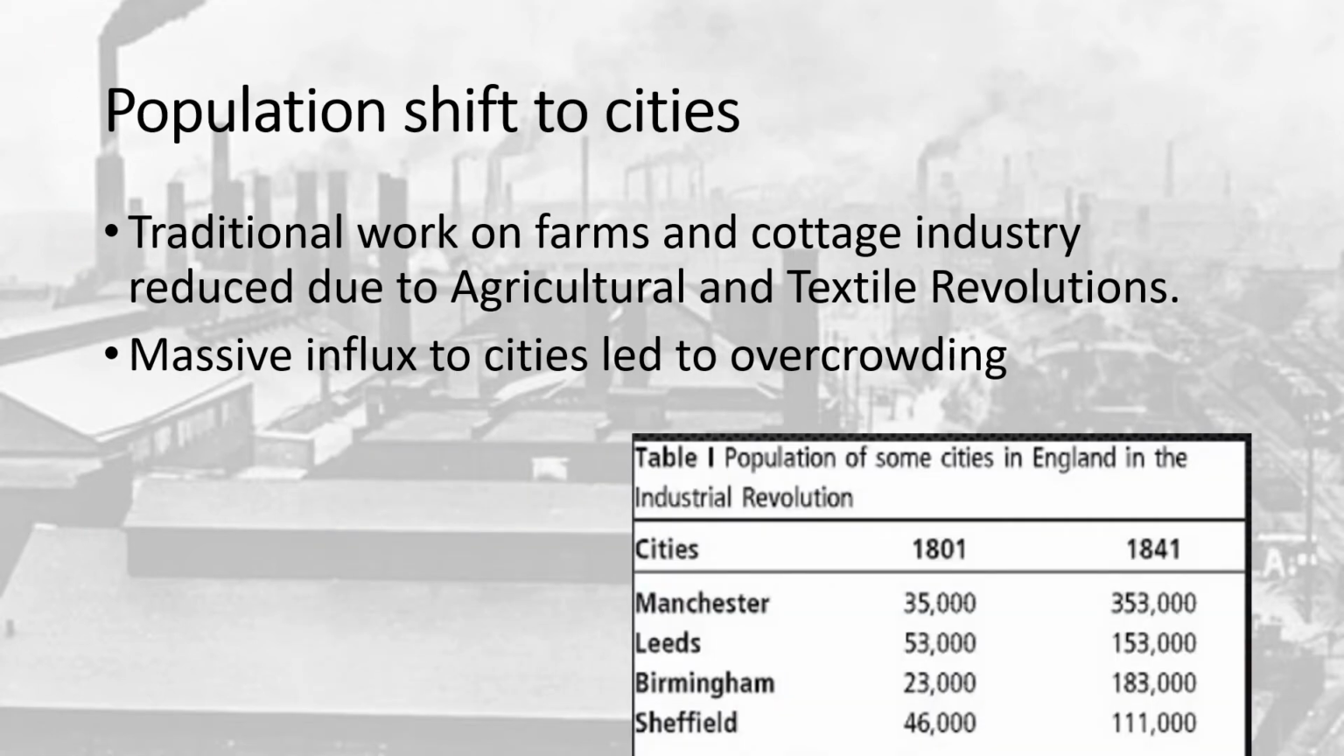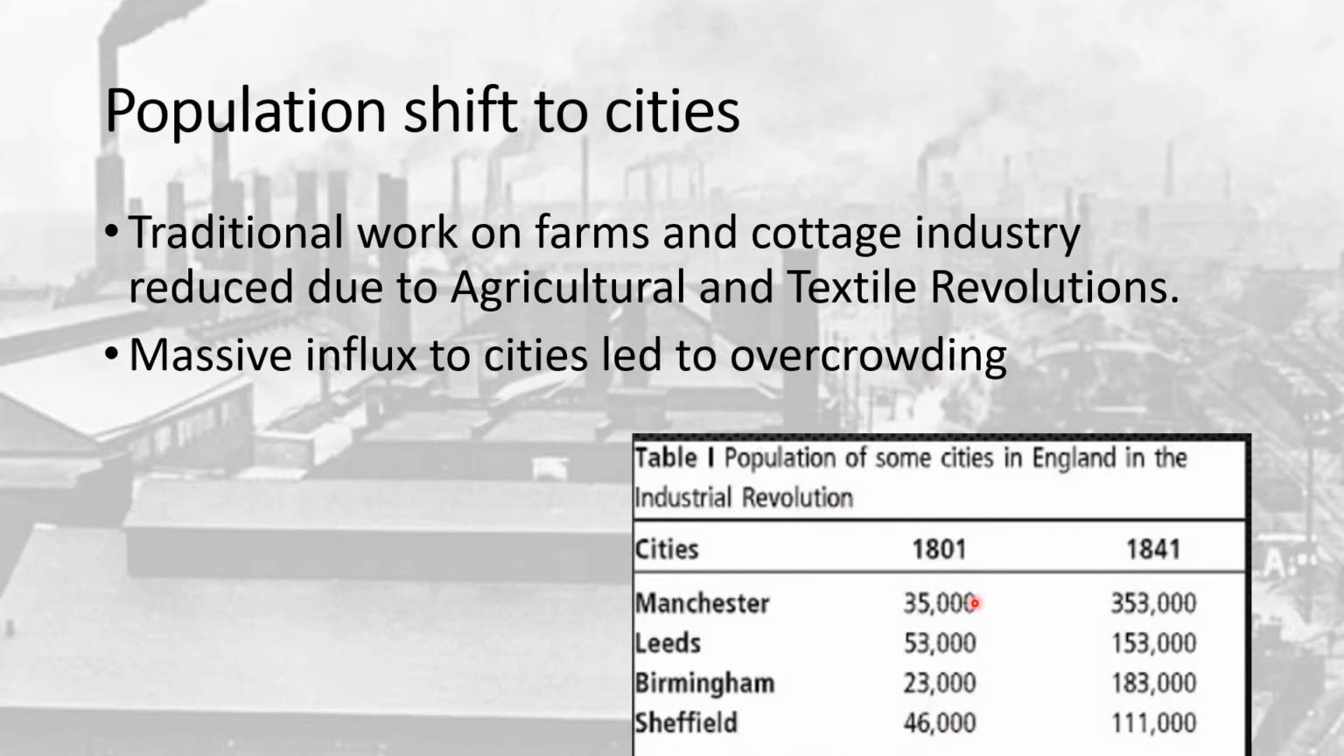Now, never before have we seen such an influx in population shifts within a society as we have in the Industrial Revolution, where people have moved from their farms and from the countryside into the cities to live and work. Now, this was down to the fact that farms and cottage industries were reduced due to the developments in agriculture and textile industries, and we also know that a mass increase in workers needed within the cities meant an overcrowding within the city centres.